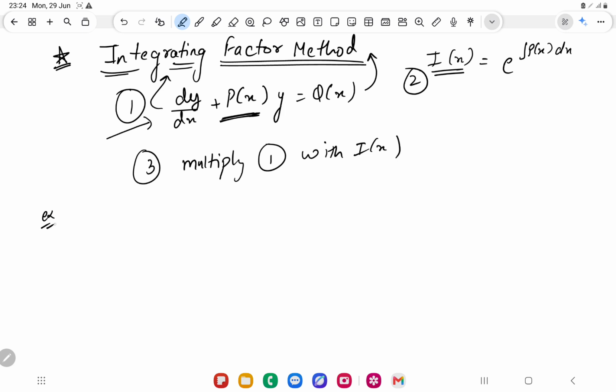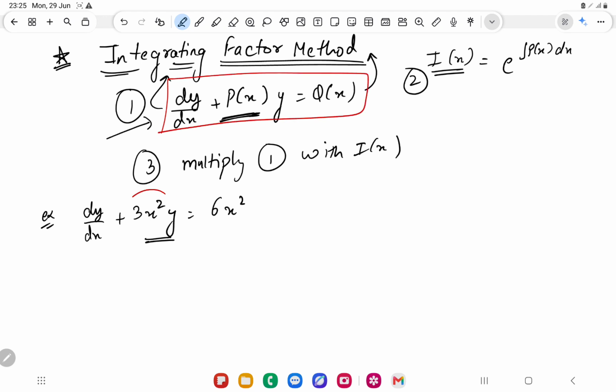Now let's take an example. If I am saying solve the differential equation dy by dx plus, let's say, 3x square y is equal to 6x square. Now you cannot separate this x square y, so we have to use the integrating factor method. Now if you compare with this, so this becomes my P(x) and this becomes my Q(x). Once you have identified what is P(x) and Q(x), then it's very easy. So we are done with step 1.